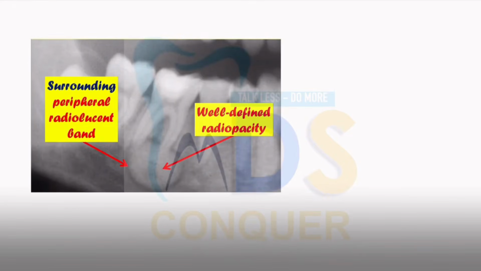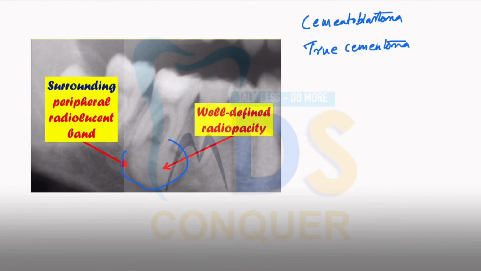Now we'll talk about the next important topic. This question was given in the recent INICET, so we need to have a quick glance over these questions. This is cementoblastoma. Another name for cementoblastoma is true cementoma. You can see a cementum-like material, hypersensitive cementum. You will also see similar radiographic features, but it is not well defined.